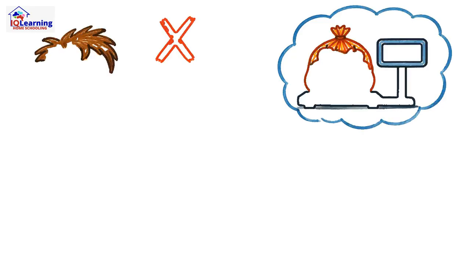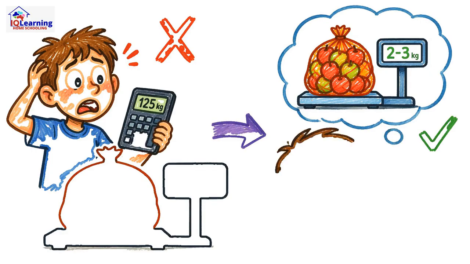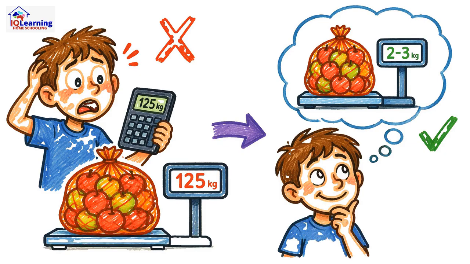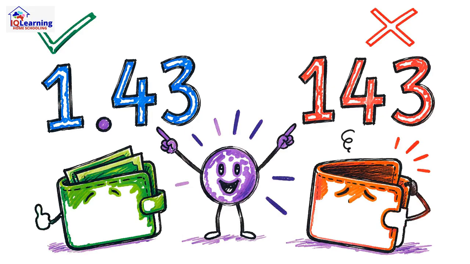Finally, always use the magnitude test. It's your common sense check. If your calculation says a bag of apples weighs 125 kilograms, something is wrong. An answer should feel realistic. That tiny decimal point has huge power. Placing it correctly is everything.